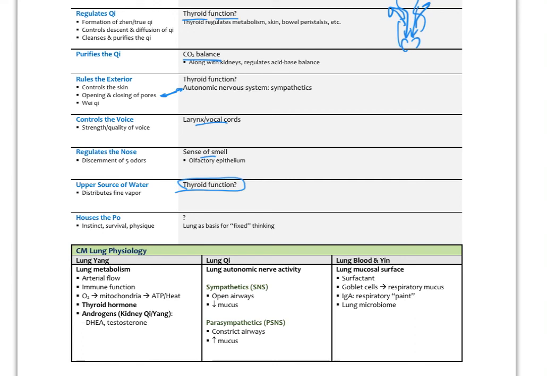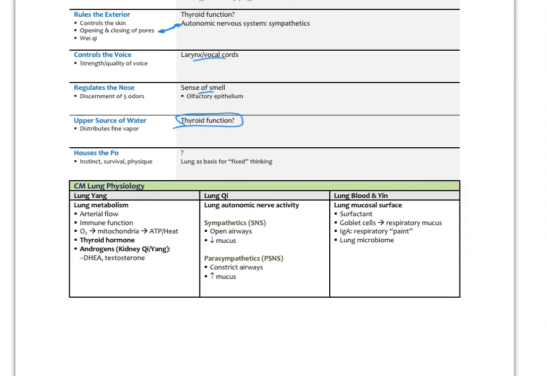Lung physiology, again, we can think of lung yang is really related to the arterial blood flow, the oxygenation, and several hormones assist this, so thyroid and androgens. DHEA, testosterone could be aspects of kidney chi. The lung chi we can think about as the lung autonomic activity, the sympathetics, which are bronchodilating and vasodilating, and the parasympathetics, which are more constrictive, and parasympathetics encourage digestion, but they really slow down breathing.